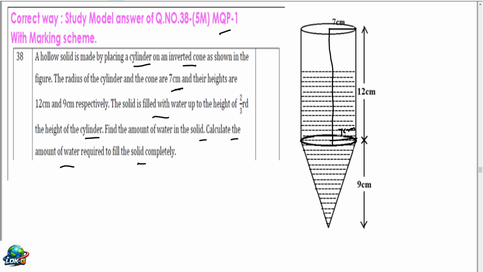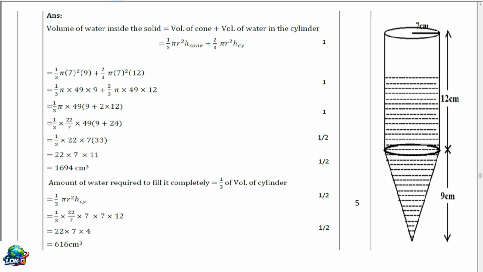Calculate the amount of water required to fill the solid completely. Let us look at the diagram again and analyze. Volume of the water inside the solid now is given by volume of the cone plus volume of the water in the cylinder. So, what is the volume of the cone? 1 by 3 pi r square height of the cone, plus 2 by 3 pi r square height of the cylinder. For writing this, you will get 1 mark.